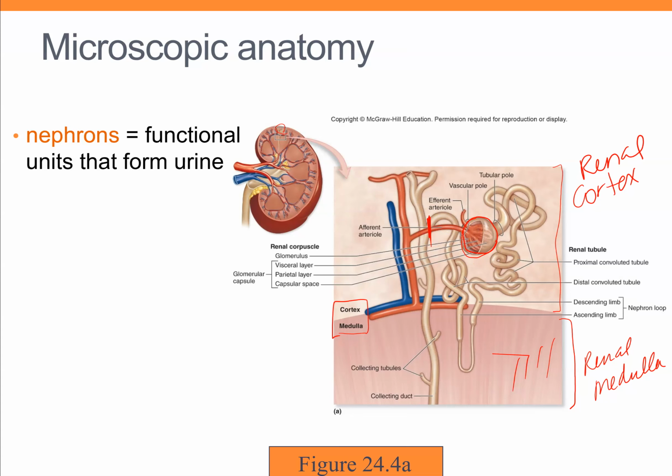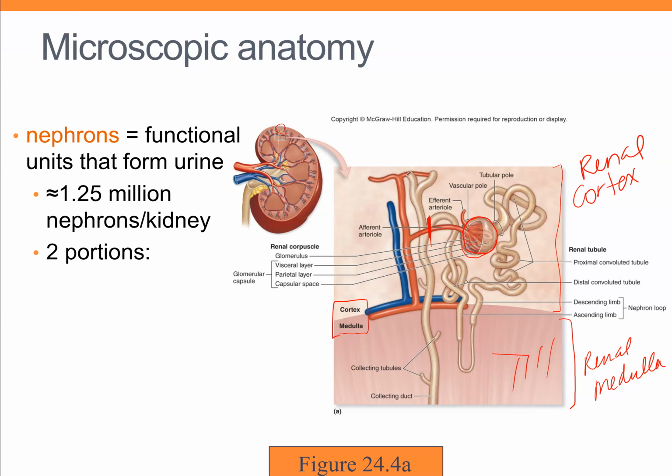These are the functional units of the kidney. The reason they're called functional units is because this is where the function of the kidney comes from. This is the part of the kidney that actually filters the blood and forms the urine. There are millions of these, a little over a million at least, in every single kidney, so you've got about 2.5 million in your two kidneys.